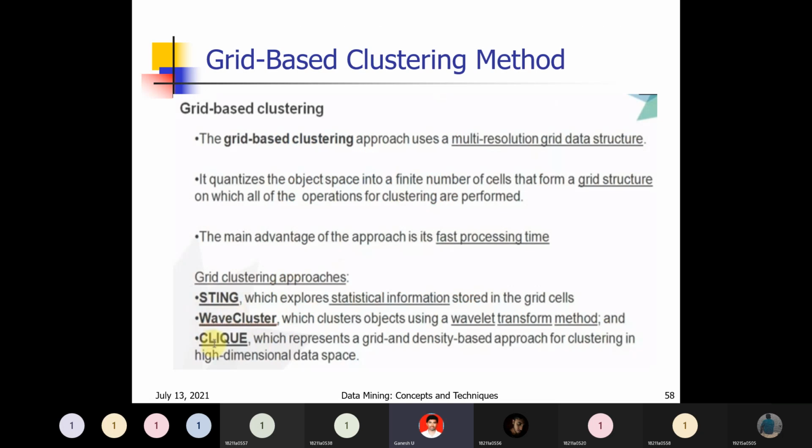Next, grid-based clustering method. The next method is grid-based. So what is meant by grid? Grid is nothing but a number of squares. If we take a square, it is divided into a number of smaller parts.